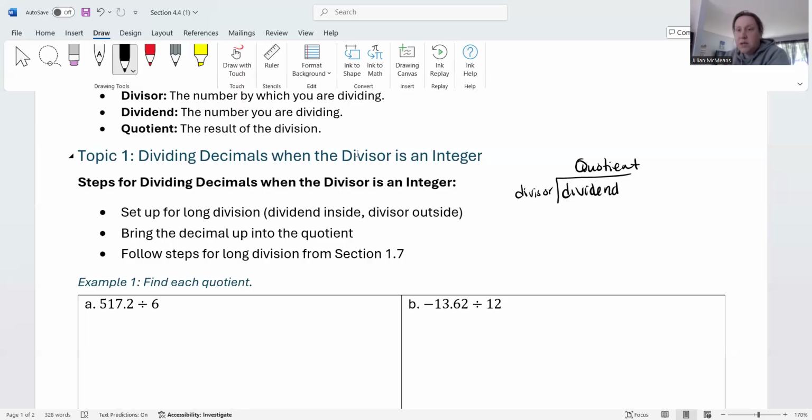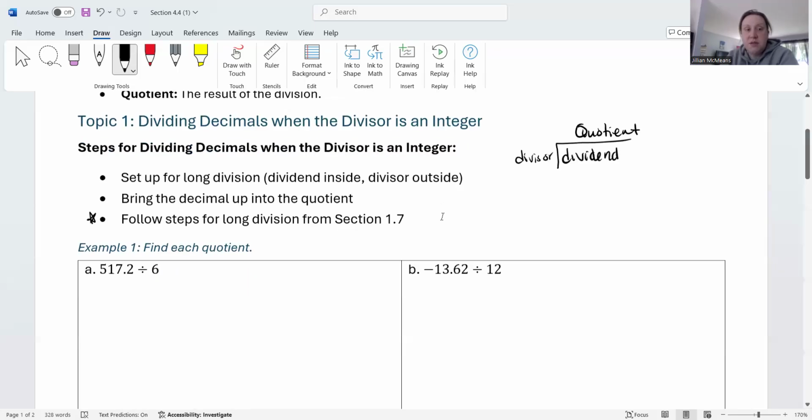Okay? One thing that's going to be a little bit different now is now that we're dealing with decimals, we're no longer going to use the R for remainder. We're going to go ahead and divide this out until we get a 0 remainder, okay? And then we're told here, just follow the steps for long division from section 1.7. And just remember, we're no longer going to use that remainder notation that we've used in previous sections, okay?